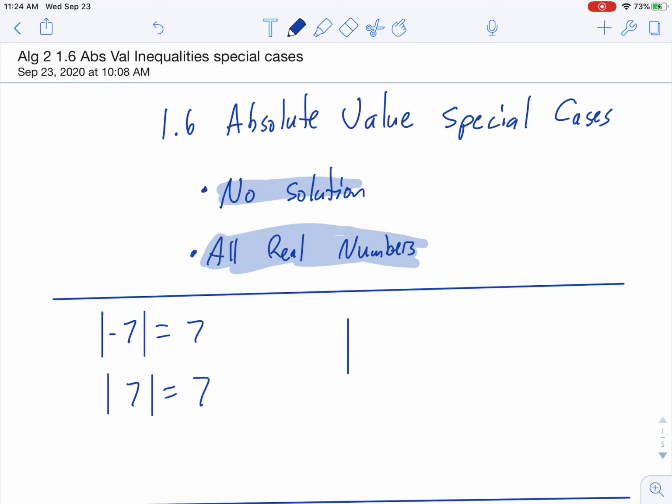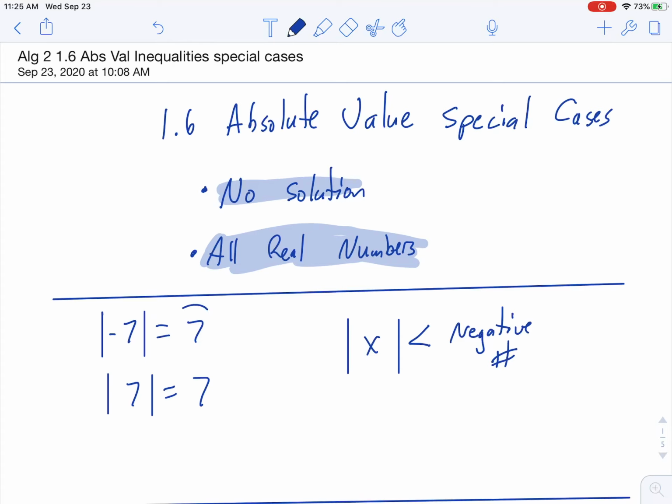When you have an absolute value of a variable, you don't know what that variable is, so that variable could be a positive number or that variable could be a negative number. That's why the equations get set into two separate problems and you have to work them both out. But here's the deal, we're not doing absolute values equal things, we're doing greater than or less than, so we're doing inequalities. Is it possible for an absolute value to be less than a negative number?